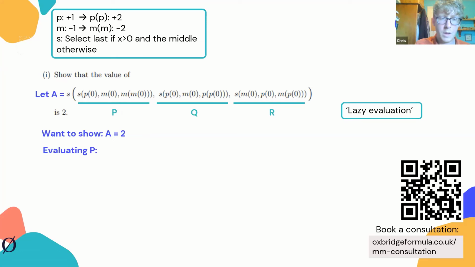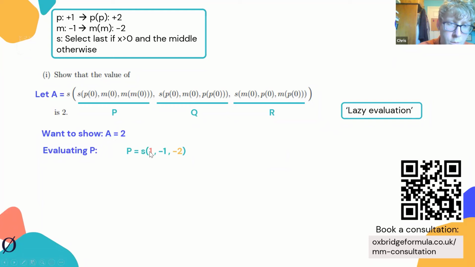Yeah. So when we look at P, it's also got the function S on the outside and then 3 inputs. And each of them is just made up of P and M applied to 0. So we can work them out quite quickly. We've got P of 0 is 1, and then -1, and then -2. And we just color-coded these for your convenience so you can follow them through in the working.